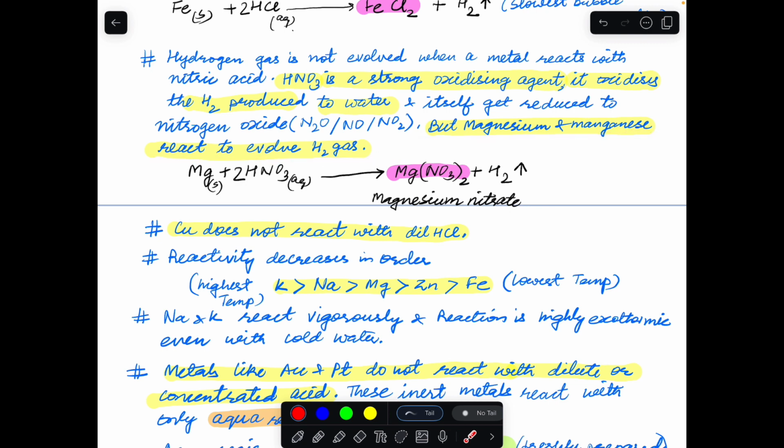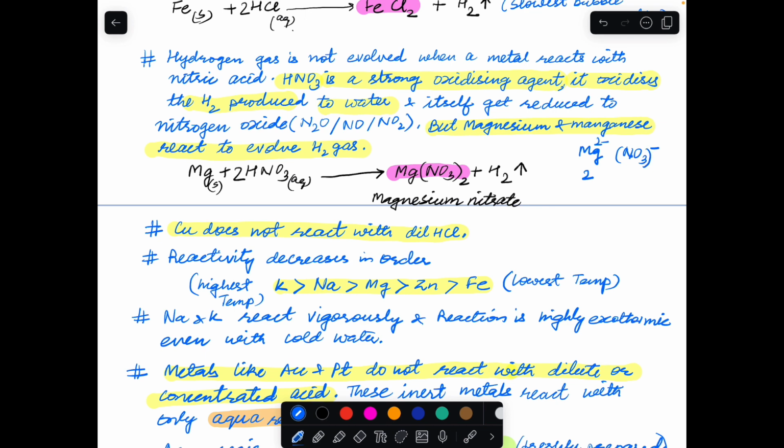So this is when magnesium reacts with nitric acid, which is an oxidizing agent also. It will form magnesium nitrate. How to write down the formula for magnesium nitrate? Magnesium is an alkaline earth metal. Valency is 2, or it has 2 unit positive charge. Nitrate is a polyatomic anion with 1 unit negative charge.